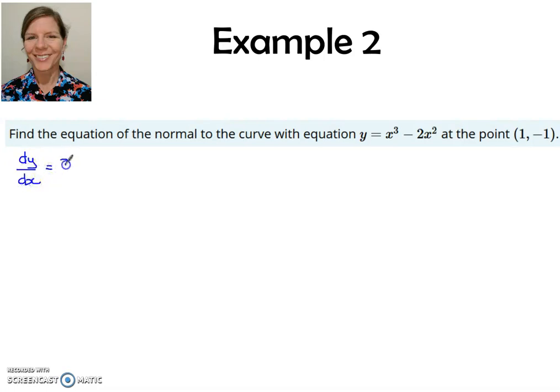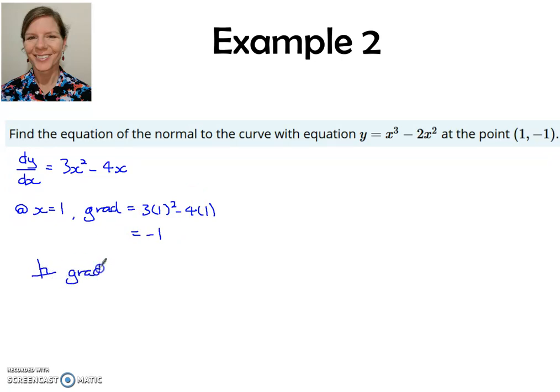Derivative of x cubed is 3x squared, take 4x. Okay, at x equals 1, gradient equals 3 times 1 squared, take 4 times 1, or -1. Okay. And then we need to find the perpendicular gradient. So perpendicular gradient is just going to be -1 over -1, which gives you 1.